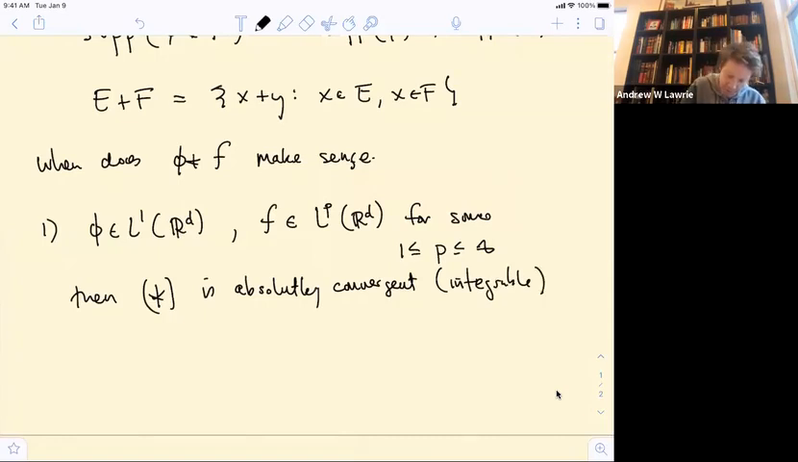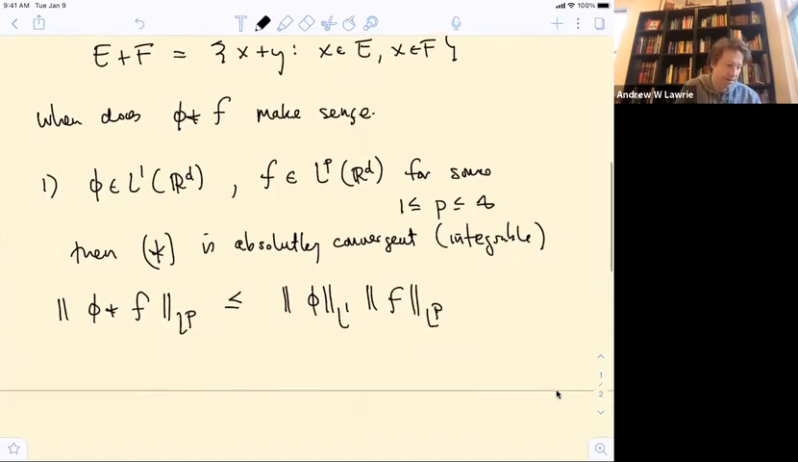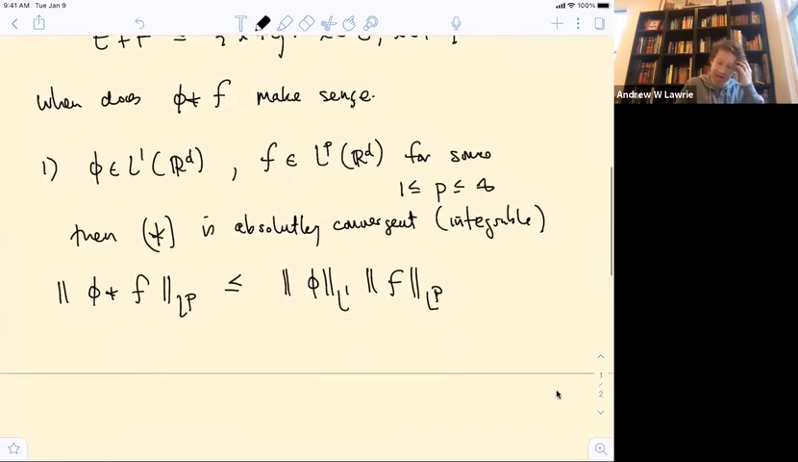And moreover, phi convolved with f is in L^p. So this is, in fact, an L^p function. It's bounded by the L1 norm of phi times the L^p norm of f. This is a version of what's called Young's inequality.